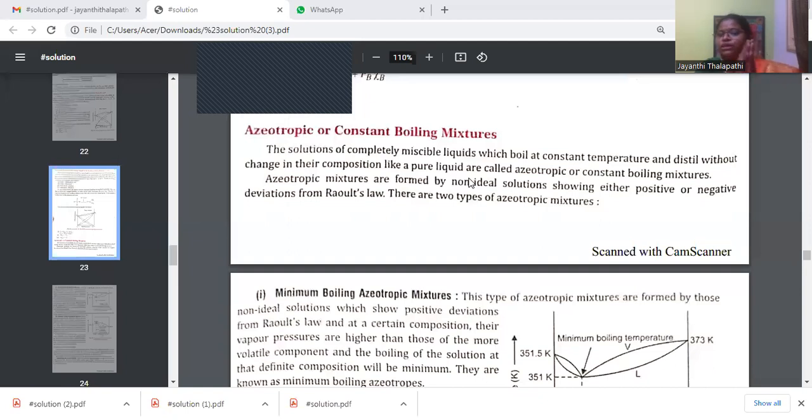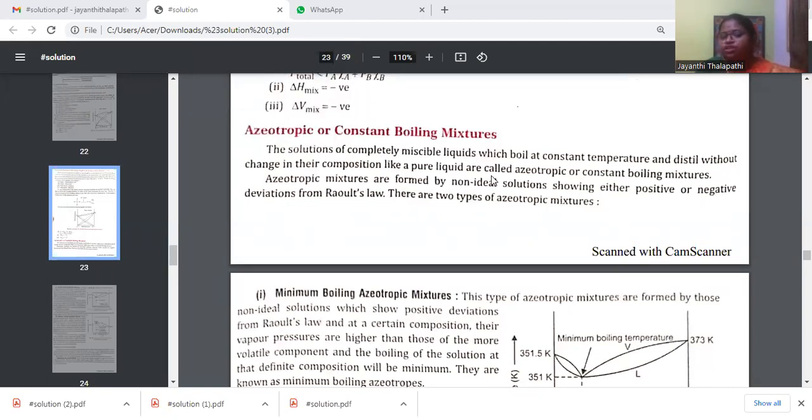So azeotropic mixture is related to what we have seen in the last class, non-ideal solutions. The solutions of completely miscible liquids which boil at constant temperature and distill without change in their composition like a pure liquid. So which means, suppose you take water and ethanol.